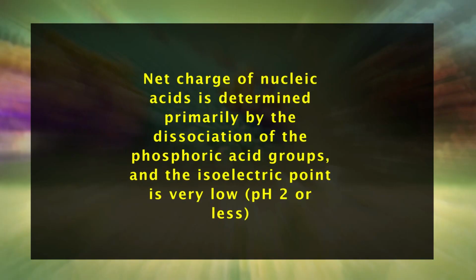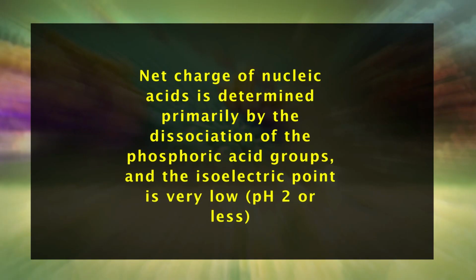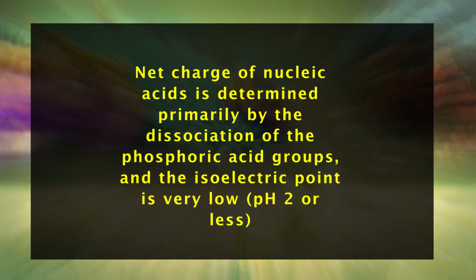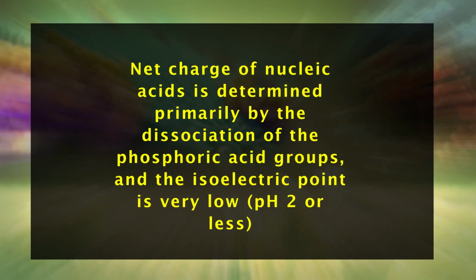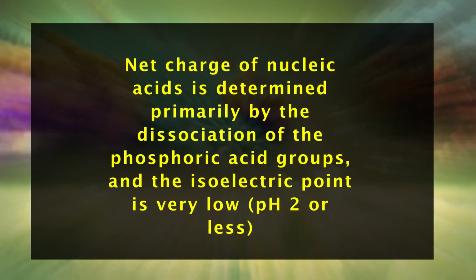Because of this property, at a pH above the isoelectric point, proteins will react with basic dyes, methylene blue, crystal violet or basic fuchsin, and below it with acidic dyes, orange G, eosin or aniline blue. The net charge of nucleic acids is determined primarily by the dissociation of the phosphoric acid groups, and the isoelectric point is very low, that is pH 2 or less. For this reason, staining with basic dyes at low pH is selective for nucleic acids.